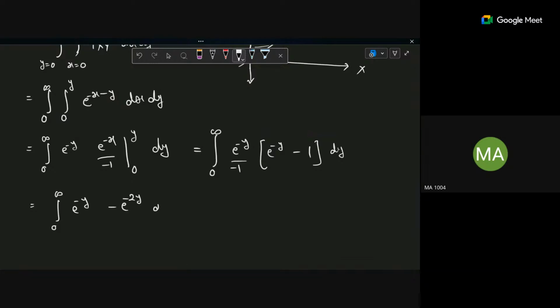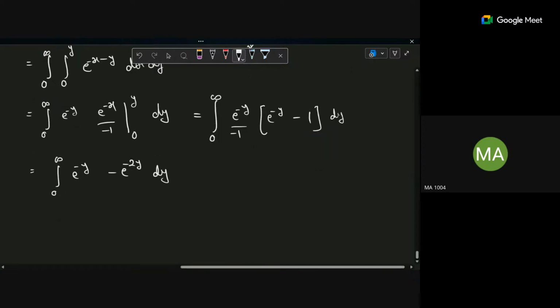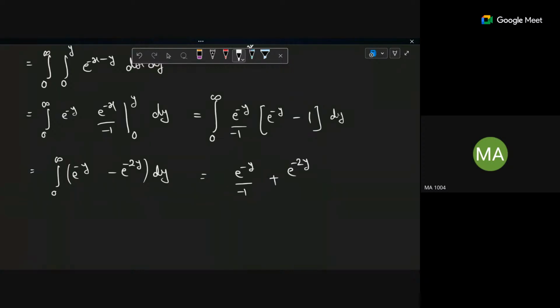Is it okay if I switch the terms, or is it confusing? No, correct, ma'am. I just switched the terms, to take the minus into consideration. Okay, 0 to infinity, just directly integrate it. E to the power minus y by minus 1, and this will be plus e to the power minus 2y divided by 2. Or just take it like this, no problem.